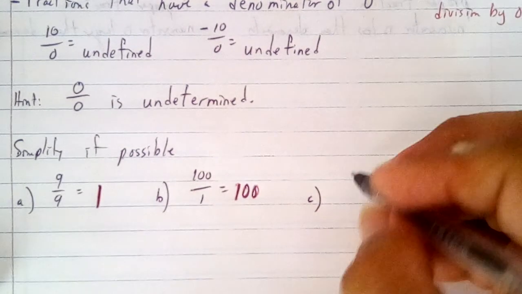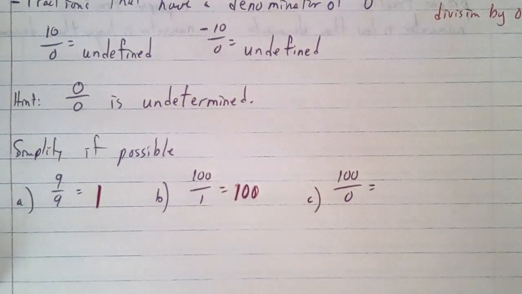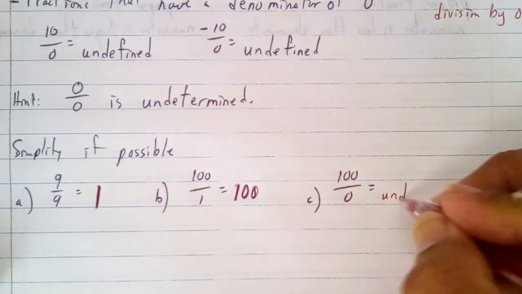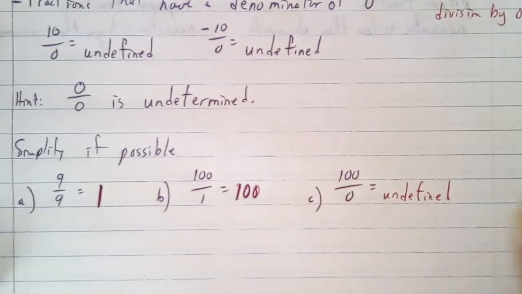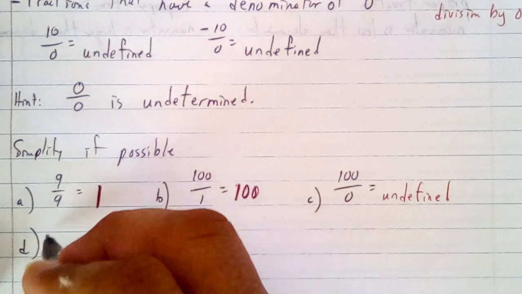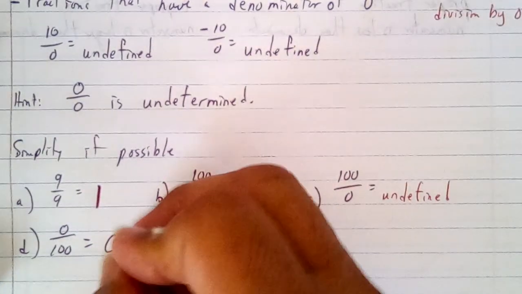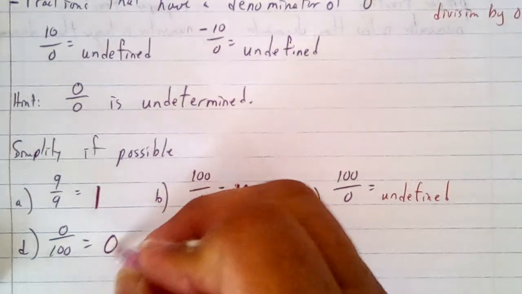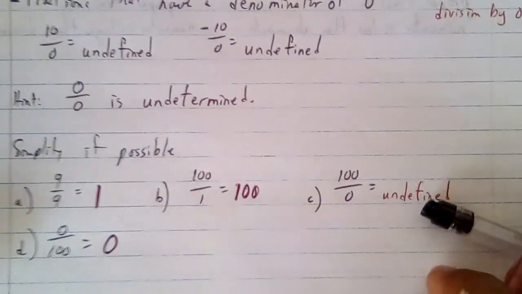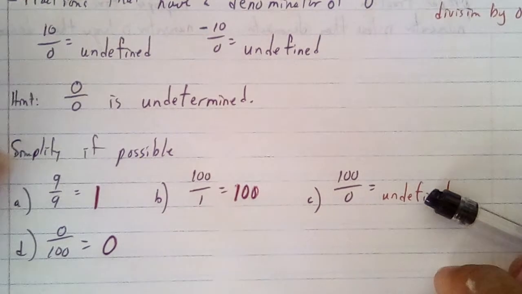Now, we have 100 divided by 0, that will give us undefined. Sorry about that, the word is supposed to be undefined. And D, let's have 0 divided by 100, that will give us 0. So note the difference: 0 divided by 100 is 0, and 100 divided by 0 is undefined. So those are the four main things on the special fraction forms.